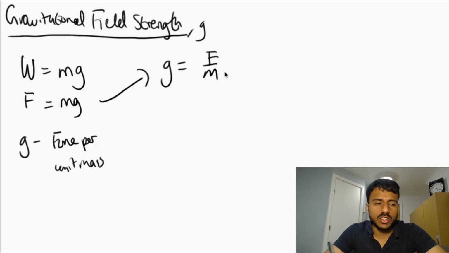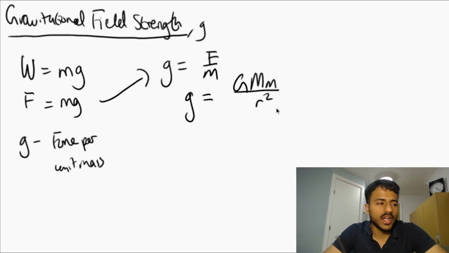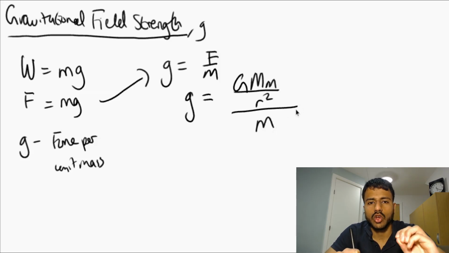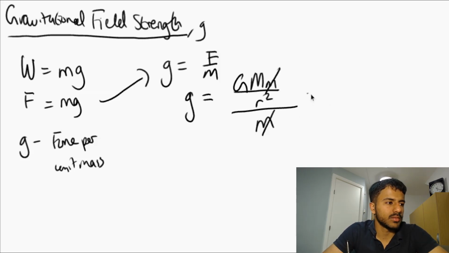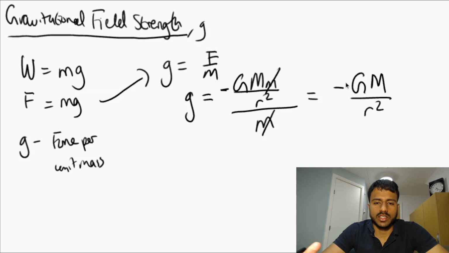So for large distances, the gravitational field strength is actually given by your gravitational force, which we previously looked at to be GMm over r squared, and you divide this by mass. And in this case, this is the mass of the small object that you're considering. So you can cancel these two little m's and you will get that your gravitational field strength is equal to GM over r squared. And remember that we said that the gravitational force has a negative sign in front of it. And this is because gravity is an attractive force.